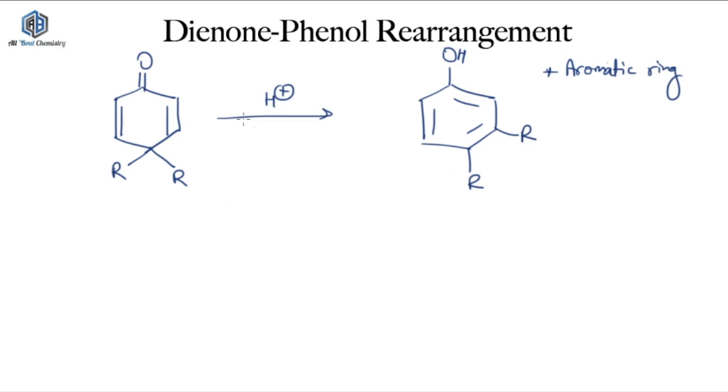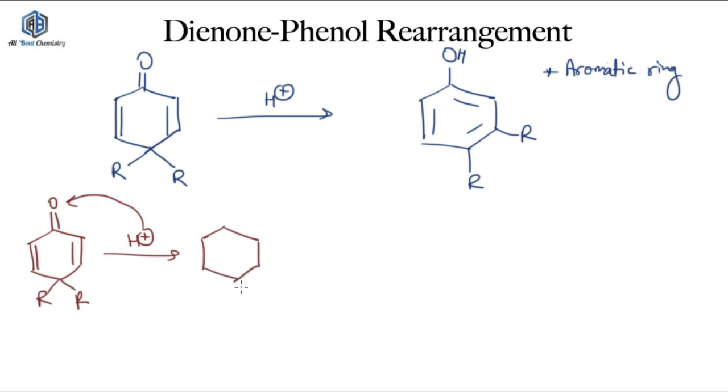Now let's look at the mechanism and what is happening. In the first step, since you have taken acid, let's say we have the dienone with R and R over here, and this is the C=O. In the presence of acid, the oxygen abstracts the proton, and in the next step you have the whole molecule like this, with R and R. The oxygen gains a positive charge, and hydrogen is attached over here.